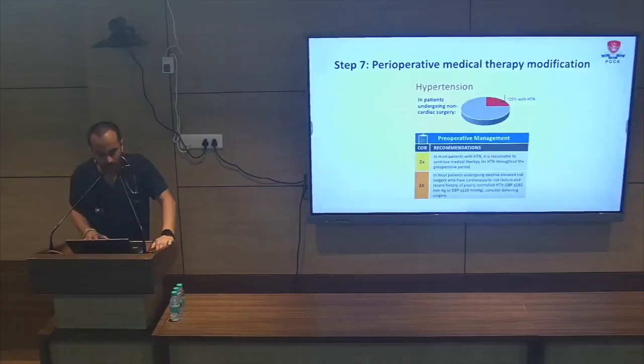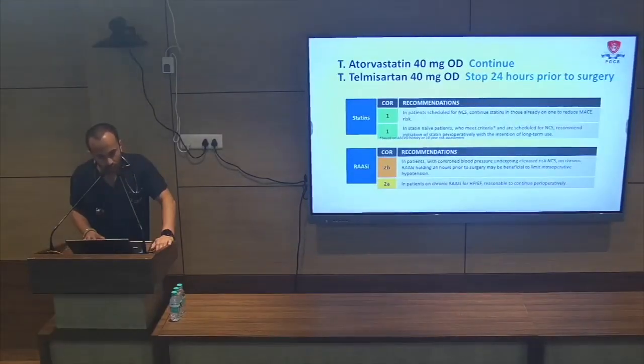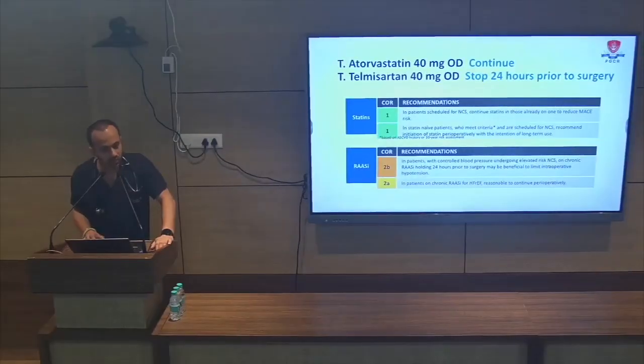Perioperative medical therapy modification for our patient. Our patient has hypertension and coronary artery disease, stenting was done 9 months back, and he was on telmisartan 40 milligrams. The drug atorvastatin, which is a statin, needs to be continued. Telmisartan needs to be stopped 24 hours prior to the surgery because ACE inhibitors and ARBs interfere with the pre-anesthetic drugs. So we advise stopping the ACE inhibitor and replacing it with a low dose calcium channel blocker.